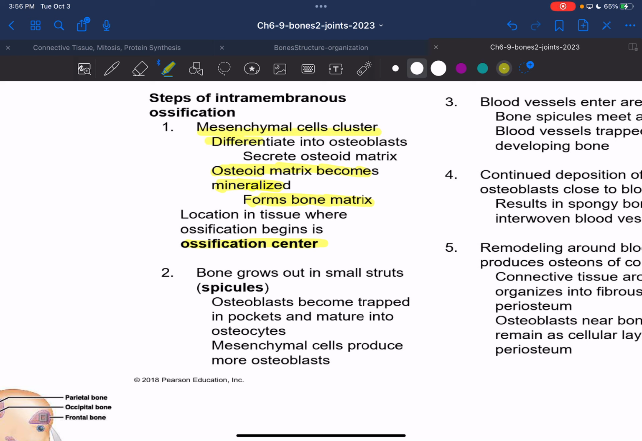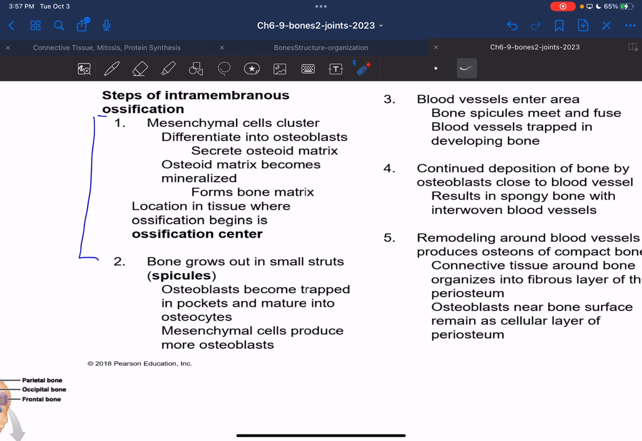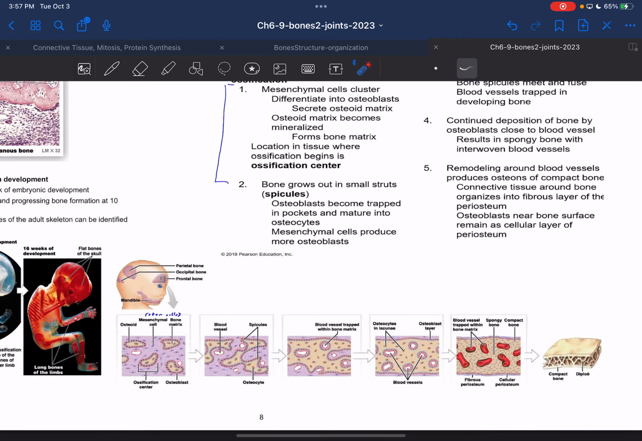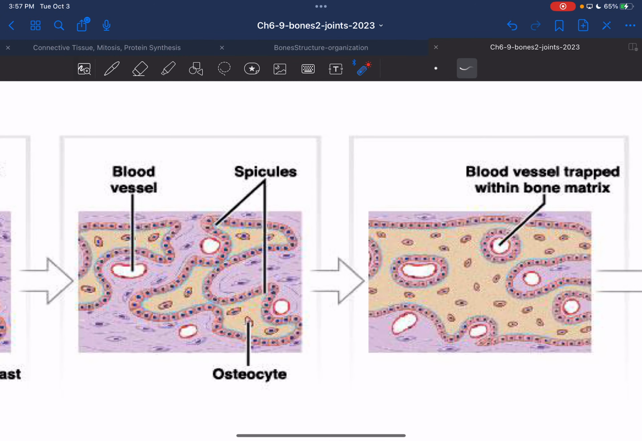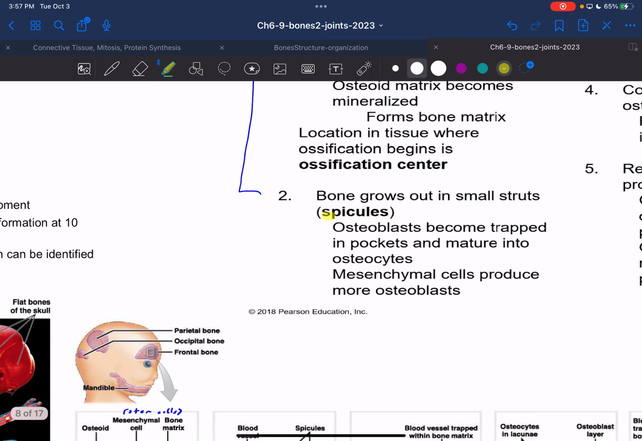I guess this is the statement. Mesenchymal cells turn into osteoblasts. Osteoblasts lay down osteoid matrix, and then it gets mineralized, and we call that an ossification center. And then when it forms those tiny finger-like struts, they are going to trap or create pockets to trap those blood vessels, and so those first signs of formation are going to be your step 2, spicule formation.